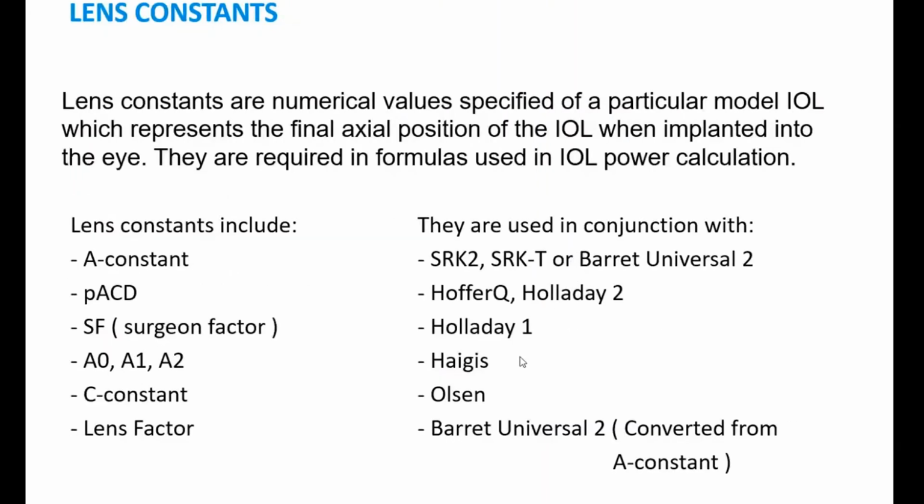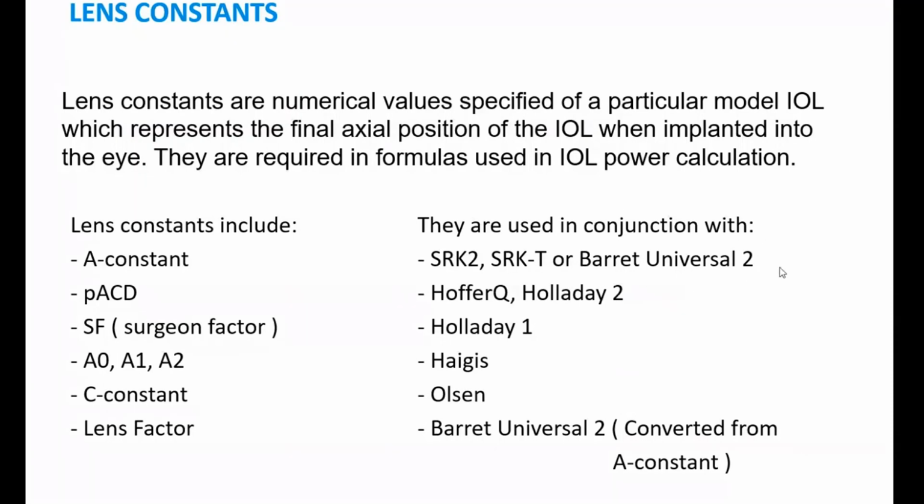All right, in terms of lens constants, what lens constants to use for the formulas, right? If you are using SRK formulas, so SRK II and SRK/T and Barrett, they all can be used with the A constant value. All right, SRK II actually has a different lens constant value, so please check it out on the ULIB website. The lens constant value that's indicated on our packaging is for SRK/T.